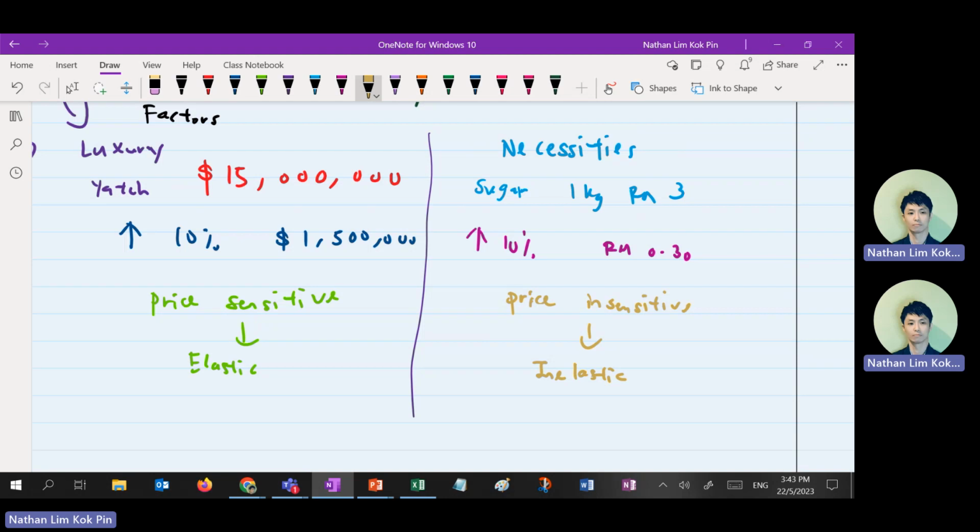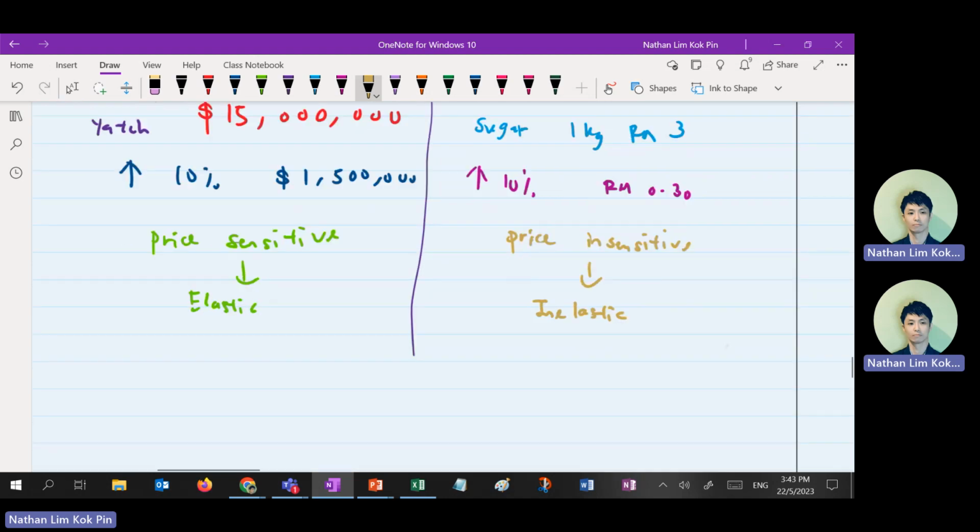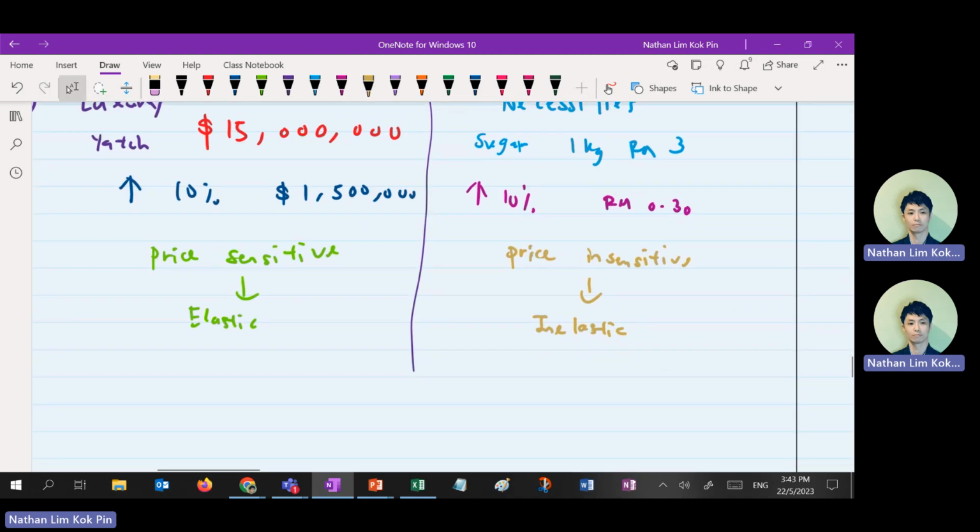Or another way, I don't want to use price, because price you can also link to another factor. Just link that necessities are a need. Whatever the price increase, you still have to buy. Regardless of the price, you still have to buy, because you still need to buy sugar, water, salt. Right? Make sense? So this is one.